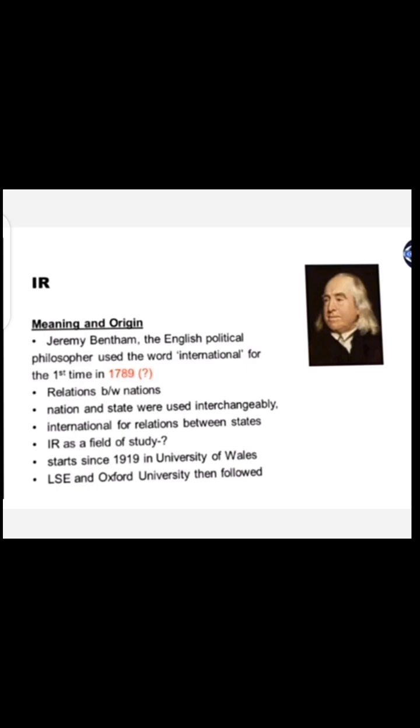Then IR as a field of study started in 1919 at the University of Wales. It was then followed by LSE, the London School of Economics, and Oxford University, and then followed by other institutions as well.